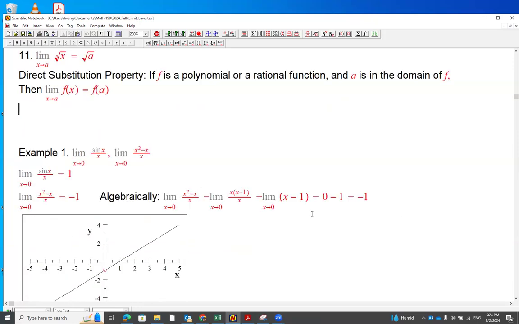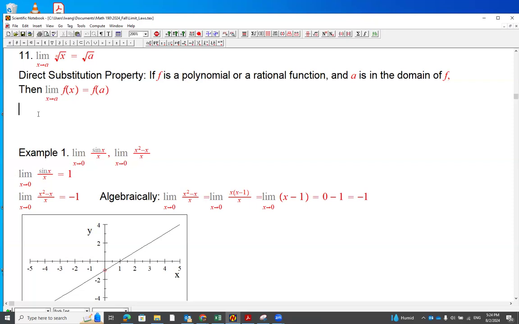In the case we did earlier, this function, obviously 0 is in its domain for x minus 1, right? And then we can directly substitute. Then you say, how about the other one, right? So the next theorem will answer that question.